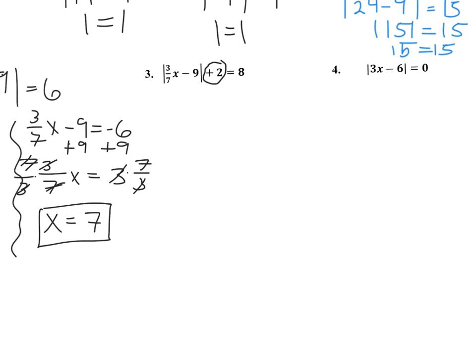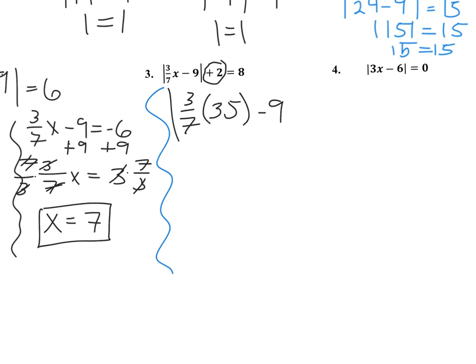Alrighty, so now we're going to check those answers that we just found. So we have, and then I'll put a little divider right here, absolute value of 3/7 times 35 minus 9. Now, I'm not going to use the original. I know that's what I've said in the past, but we're using the original. That was the equals 6, okay? So we have equals 6. That's the one we want to use, okay?